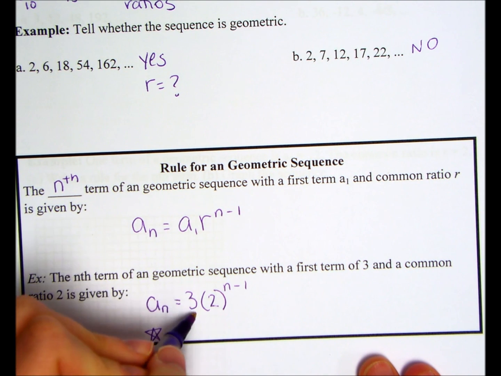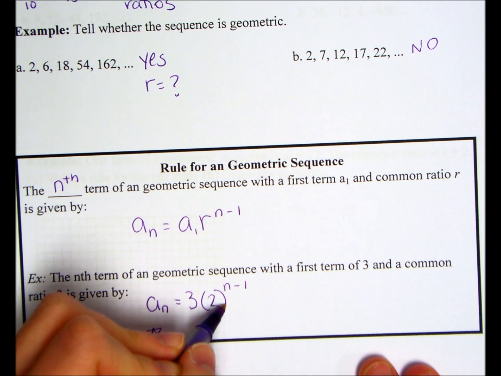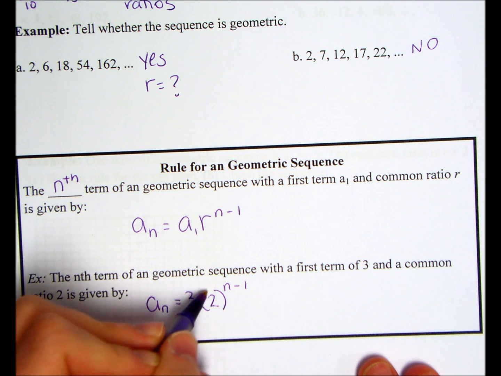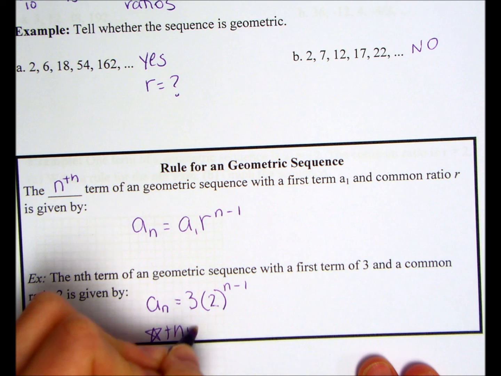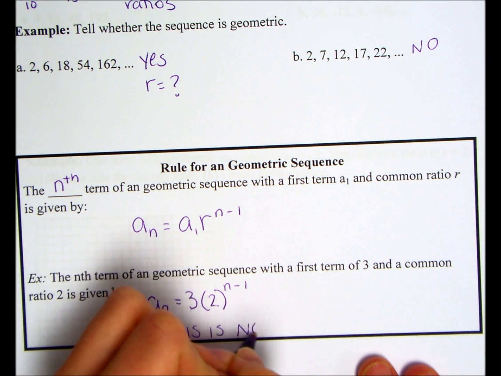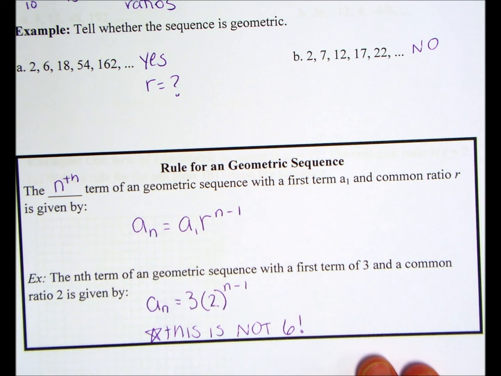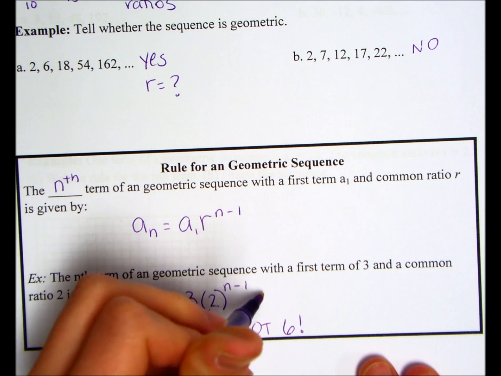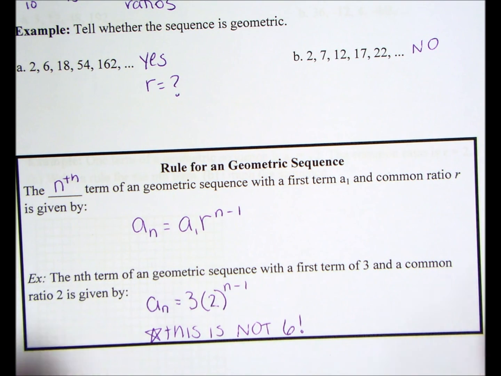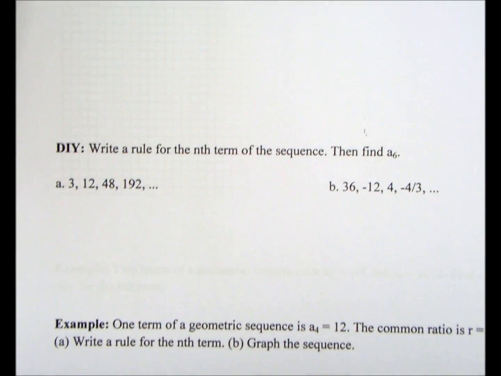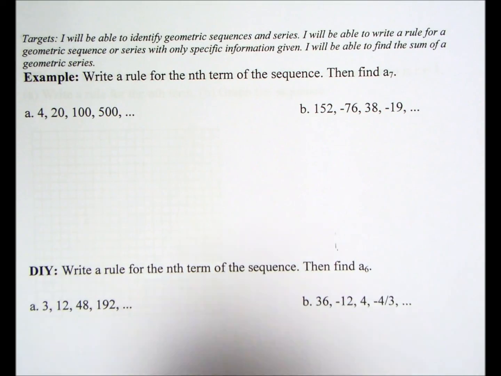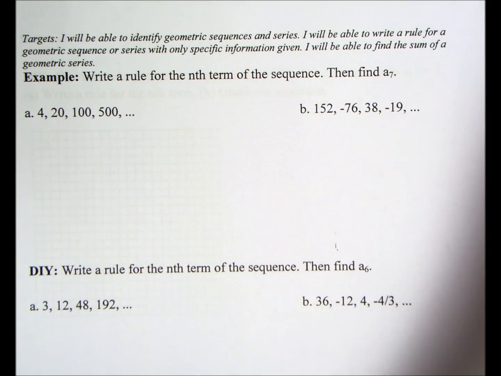Please note that I'm not multiplying 3 by 2 here. They are two separate entities. So do not make this 6. It's 2 to the n minus 1 times 3. Just keep that in mind as you're going through. I'll do two more of these, and then I want you to do the next two on your own.